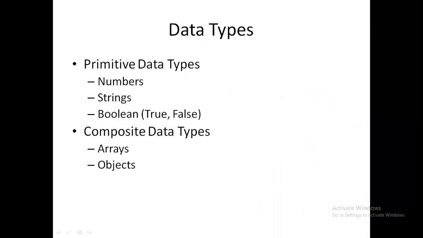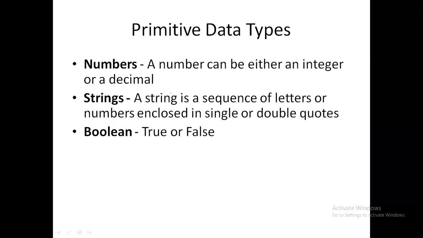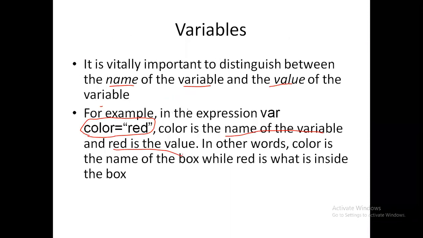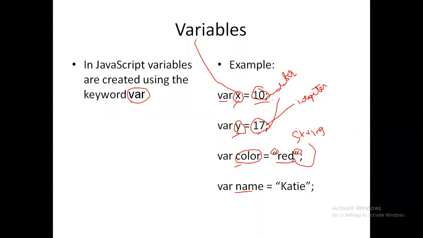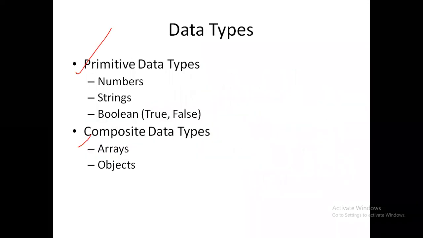Then, coming to the variables, we have different types of data types. One is primitive data type and the other is composite data type. Why do we go for data types? Because I have a variable and I'm storing a value, and different kinds of values are stored. Those values are split into two types: primitive data types and composite data types.